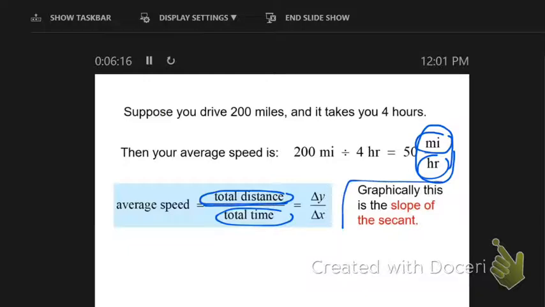Now, this may not make so much sense yet. Graphically, that would be the slope of the secant. You might not quite get that yet, but we'll come back to it. It's going to be a big concept in calculus. Okay, you can write it down for now, and I'll explain in a minute. The slope of the secant is going to be your average rate of change.